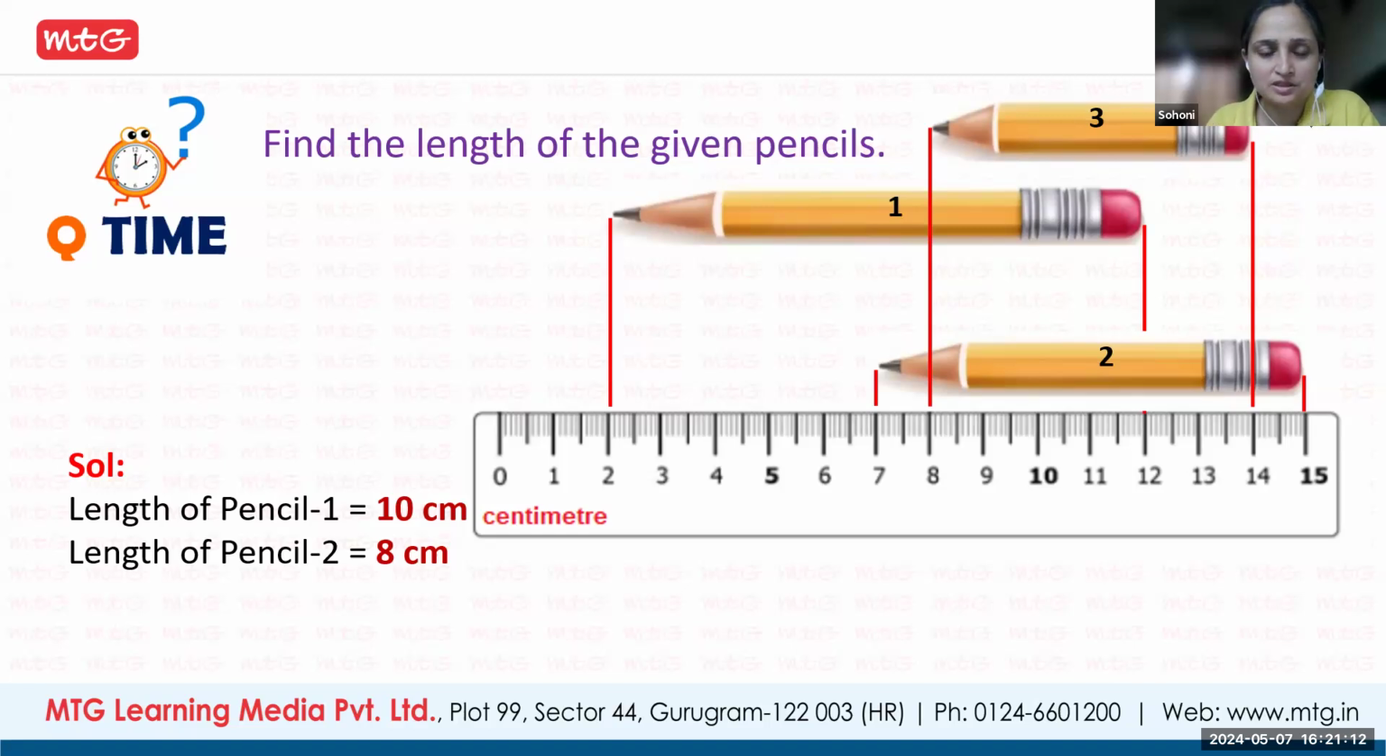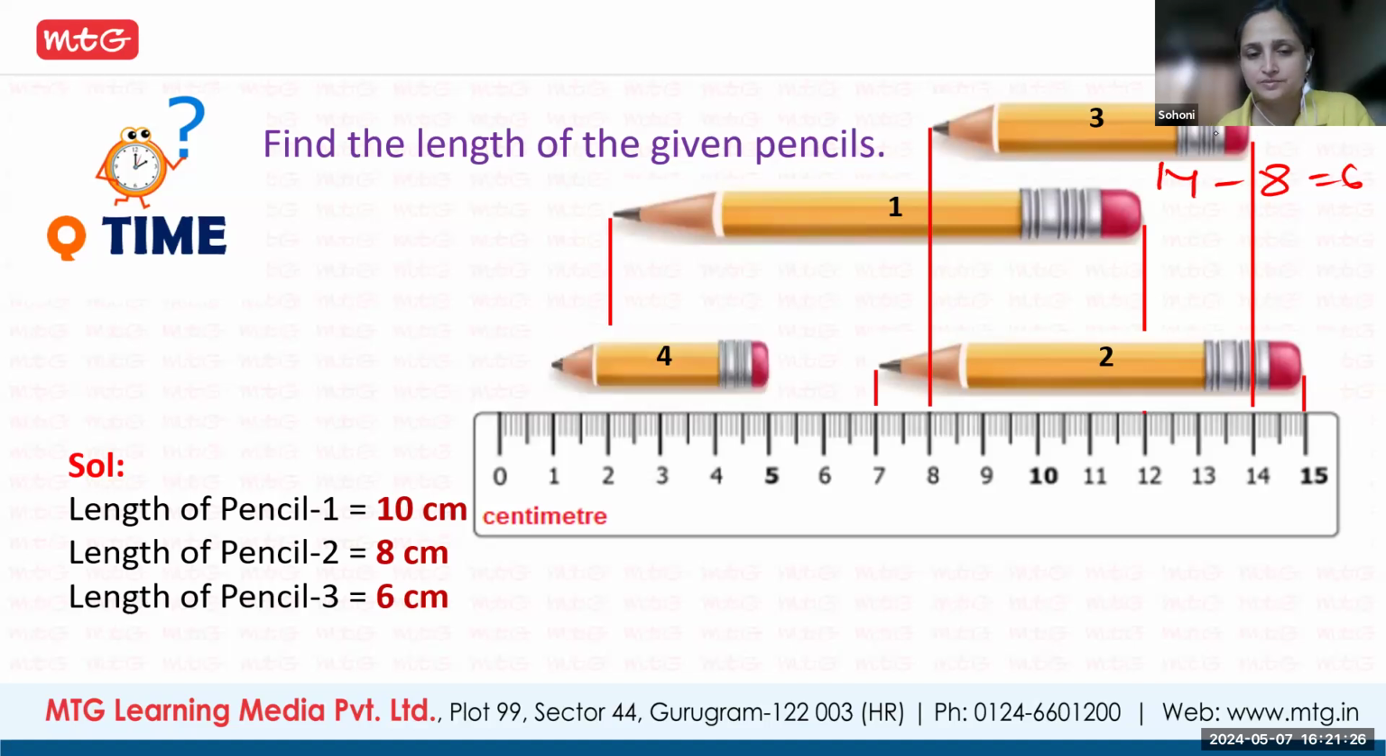So the length of the third pencil is 6 centimeters. 14 minus 8, 6 centimeters. Now we have one more pencil, the fourth one. That's very easy.